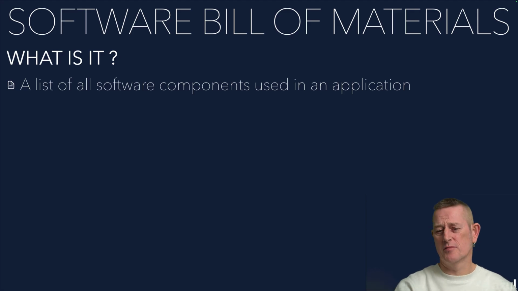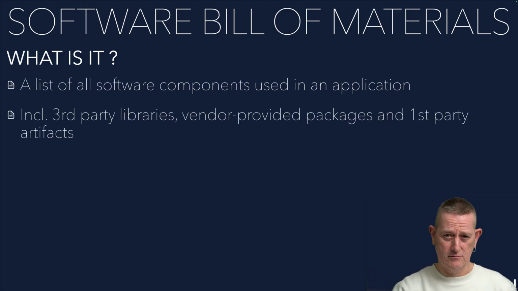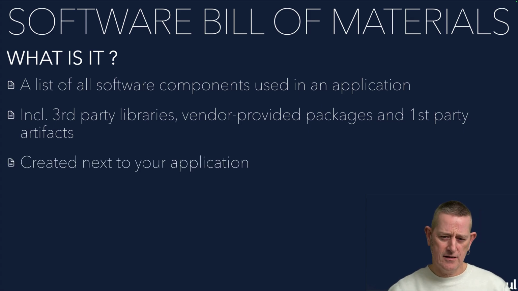So, first question, what is it? Well, it's pretty simple. It's a list of software components that is used in your application. That's more or less it, including third-party libraries, vendor-provided packages, and also first-party artifacts. And it's created next to your application. So you have your application, and with it, you deploy the SBOM files.